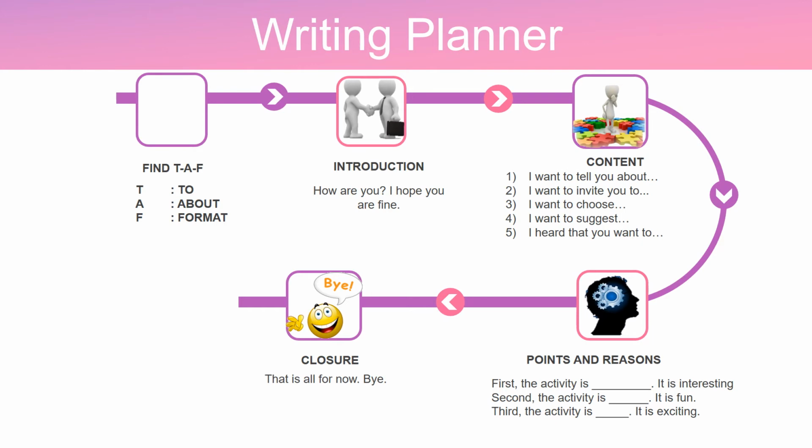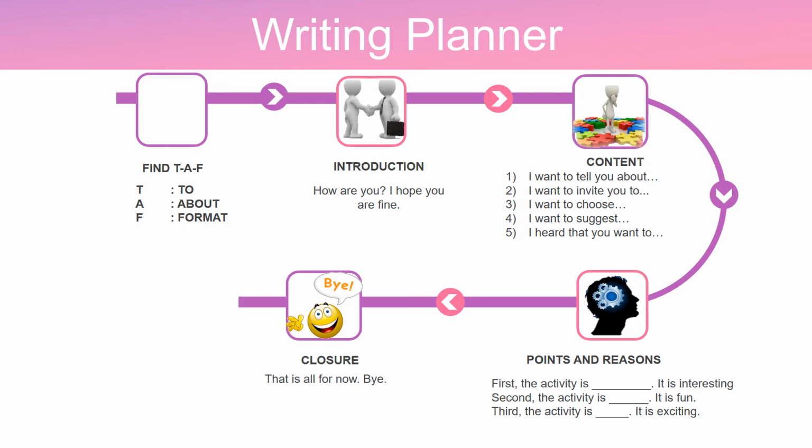All right, and next one, you can continue with the content. So I've given you these 5 contents for you to remember, so you don't have to write all. You have to choose which of the content suits your essay the best. Next one, after you write your content, you have to include your points and reasons. So you have to use first, second, third, next, then. If the question asks you to write about activity, then you have to use first, the activity is. If the question asks you to write about food, then you can write first, the food is. So it depends on what the question wants.